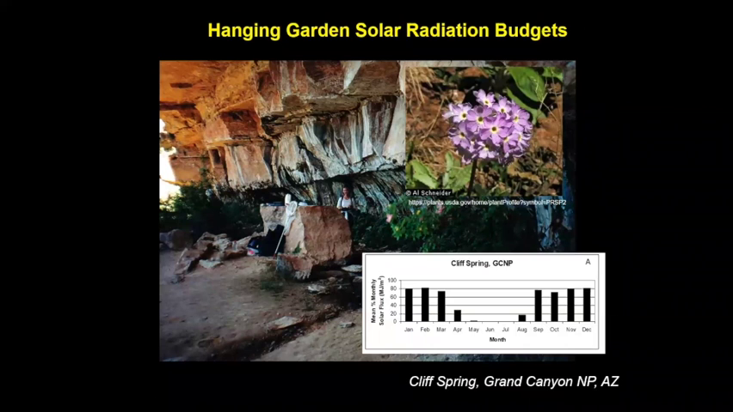Other hanging gardens, such as Cliff Spring in Grand Canyon National Park. This is, in addition to many things, one of the best birding spots in May and June in the whole park. This is a hanging garden that supports a population of rare primula, and the primula lives on the wall surface here in the dripping back wall.